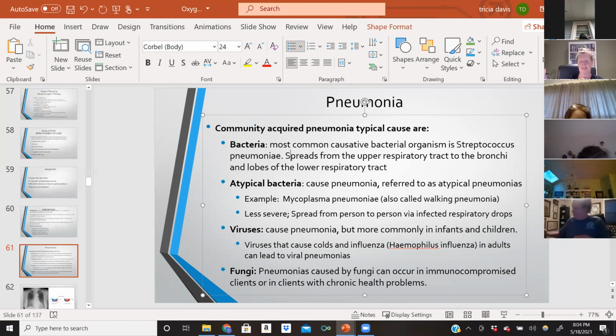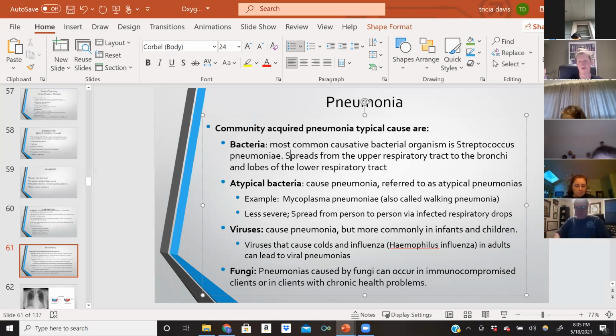It's less severe. It is still spread from person to person via infected respiratory drops, but you don't see those big side effects like you see with the regular pneumonia. So these people still go to work. They just might be fatigued. They might have this lingering cough, maybe a low-grade fever.